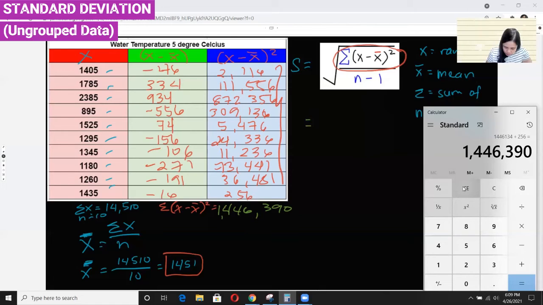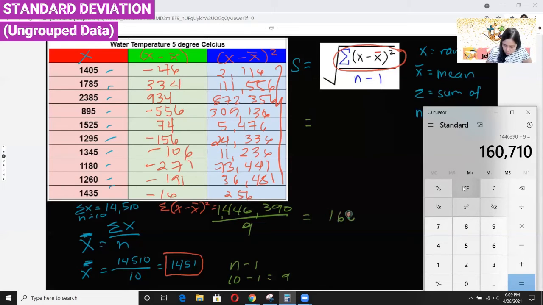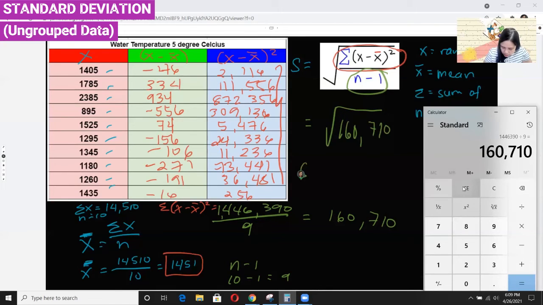For the denominator, we have n minus 1, which is 10 minus 1, equal to 9. So we have our answer divided by 9. So the answer is 160,710. Now we're going to square root 160,710 to get the standard deviation.